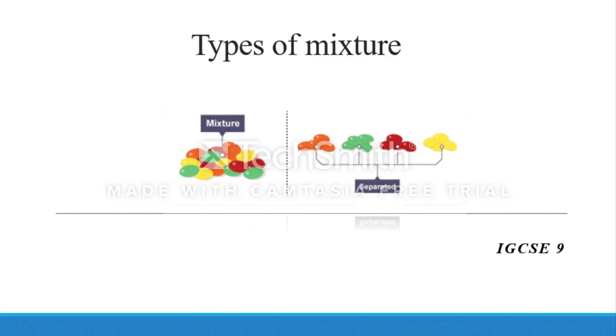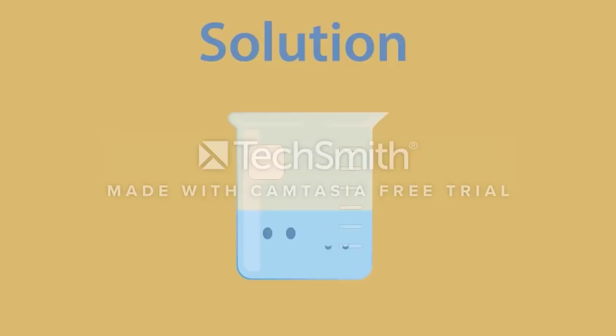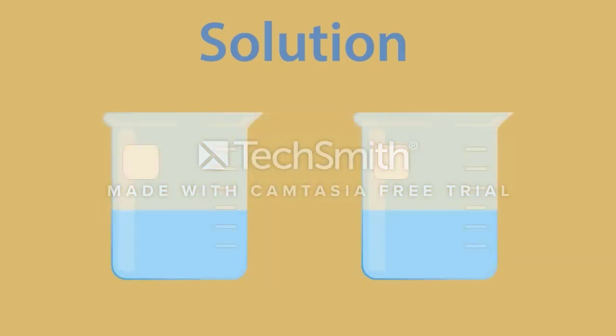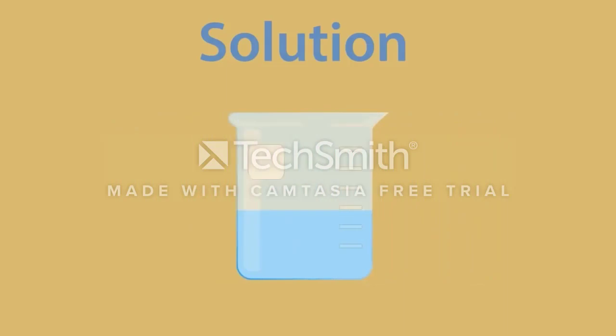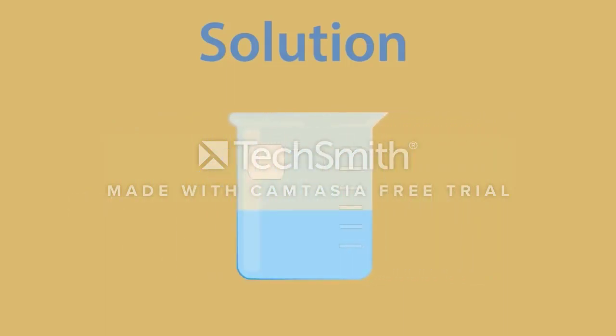Types of mixture. A solution is a mixture of two or more substances in the same phase. This is formed when a solute dissolves in a solvent. A solution can also be formed when two or more miscible liquids are mixed together. When ethanol and water are mixed together, a solution is formed.